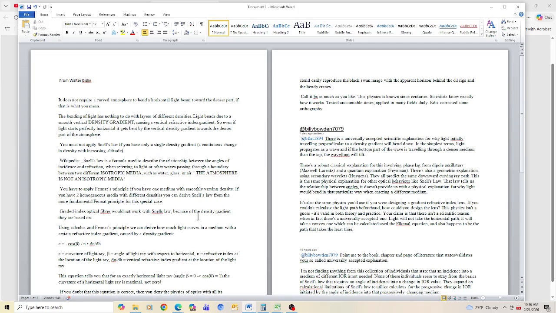So yes, Wikipedia. Snell's law is a formula used to describe the relationship between the angles of incidence and refraction when referencing light or other waves passing through a boundary. Boundary being the important word. Between two different isotropic media. Okay? The atmosphere isn't isotropic. But we do not disregard an angle of incidence and the norm.